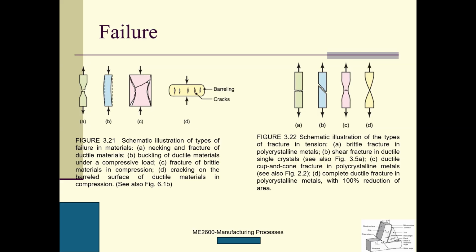But the brittle material fails this way, right? You have almost two very flat surfaces here. The ductile material usually fails like this one. So this is the brittle material in polycrystalline metals. The specimens you get are usually polycrystalline metal. Polycrystalline metal means that they have a lot of grains. So this is shear fracture in a ductile single crystal. This is 45 degrees. This is a single crystal.